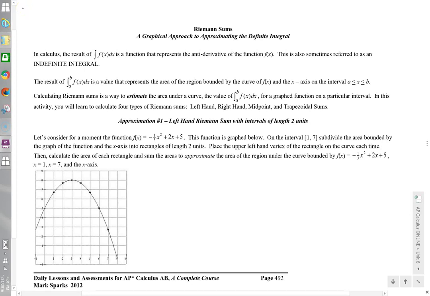All right, this is AP Calculus with Sparks. This is day 48, and I think maybe this looks a little bit notation heavy, but really it's not as difficult as it may look.